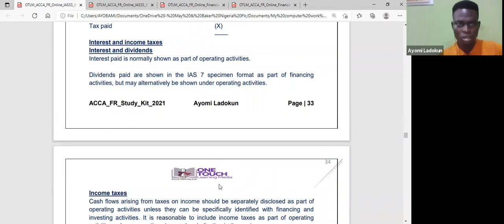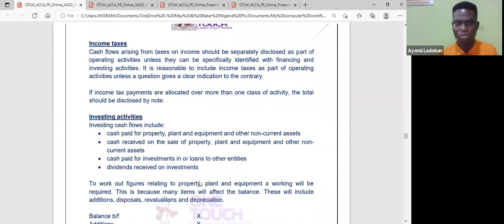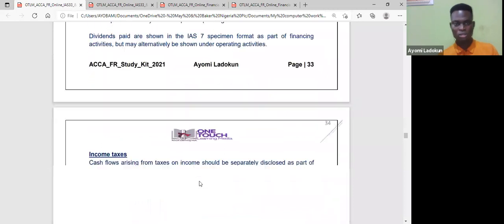Okay, so interest. So let's take a look at interest and dividend. Okay. Now, dividend are normally shown under the financing activity part. That's dividend paid. Okay, so you can decide to put it under financing activity. But some quarters can also say operating activity. So whichever way you are choosing, just stick to one.